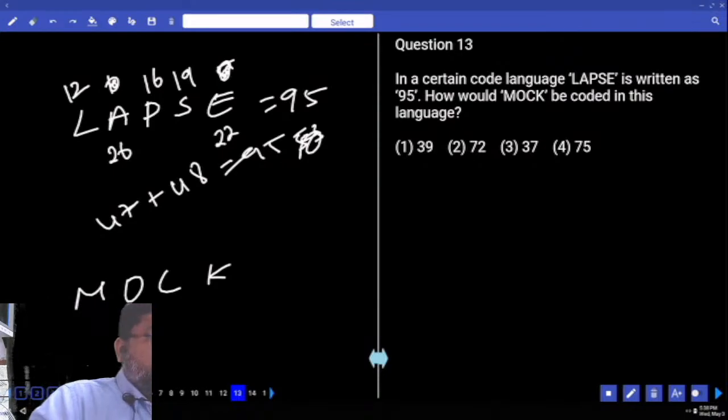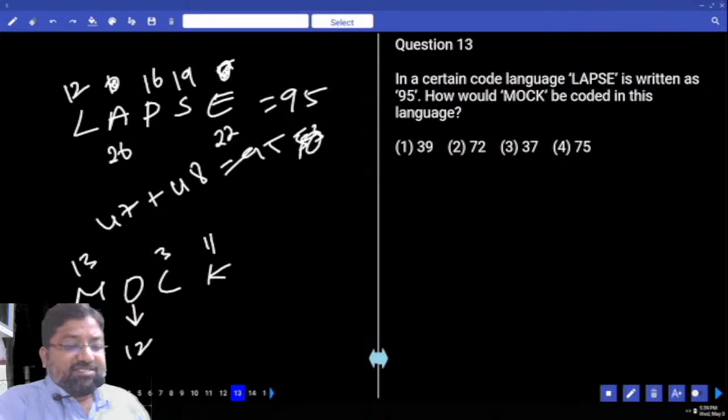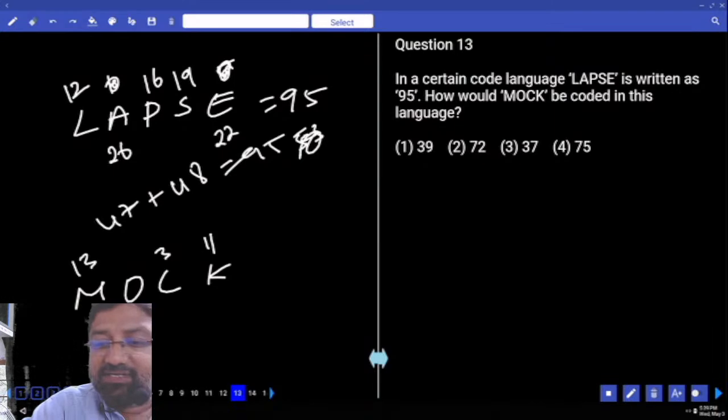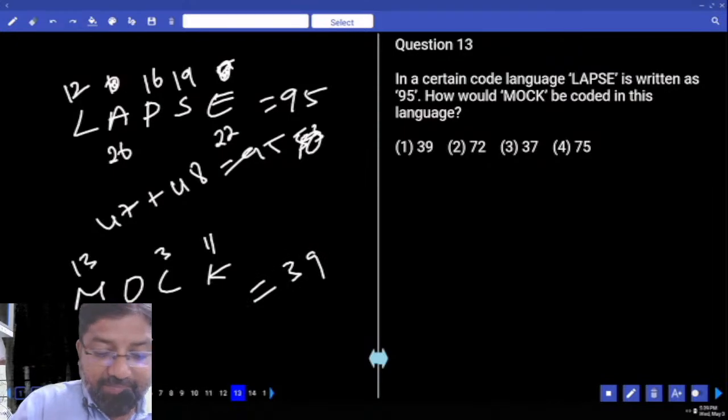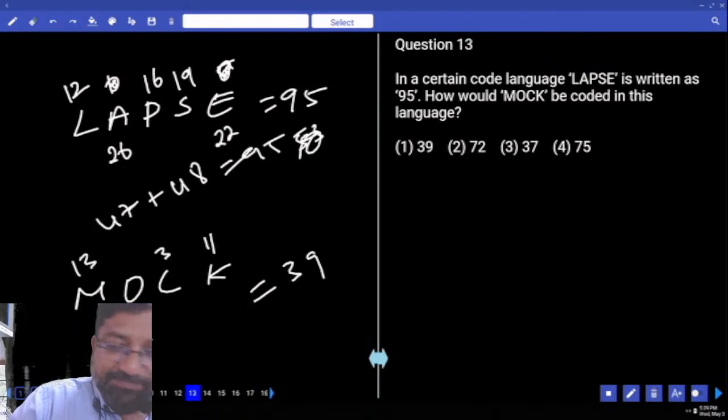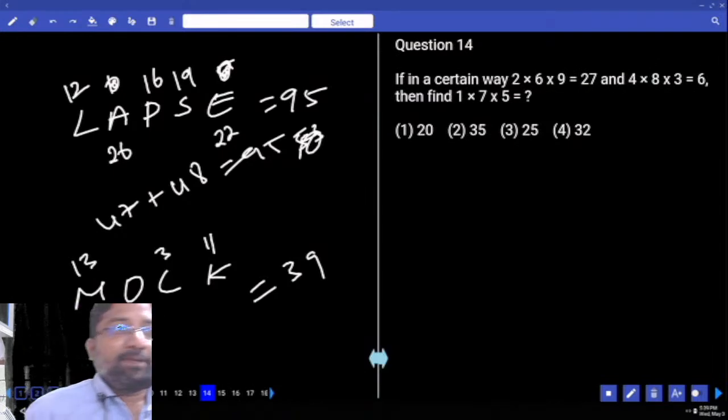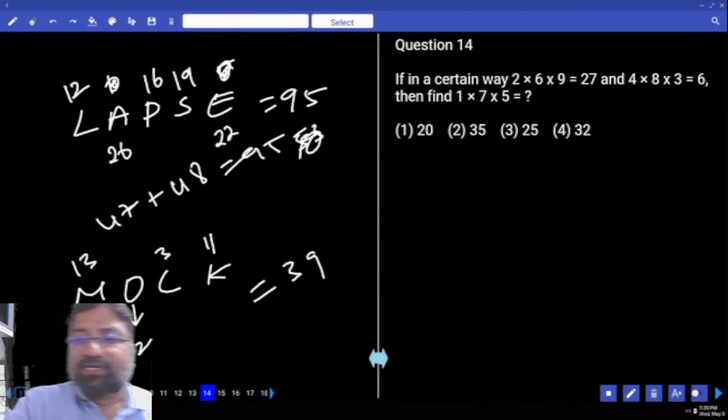So there is only one vowel here. Opposite of vowel O is L. Opposite how much? 12. So this is 13, 3, 11. 13 plus 3, 16. 16 plus 11, 27. 27 plus 12, 39. Do you have 39 in the options? Yes. Extremely difficult. This is not easy. Next, I am sure you will be able to do that. That is very easy.